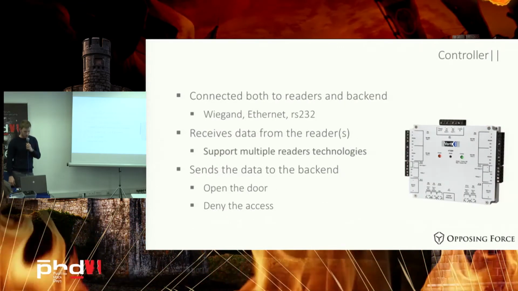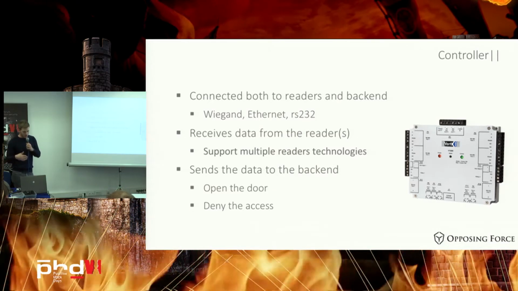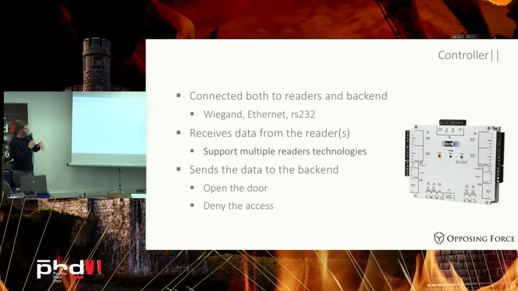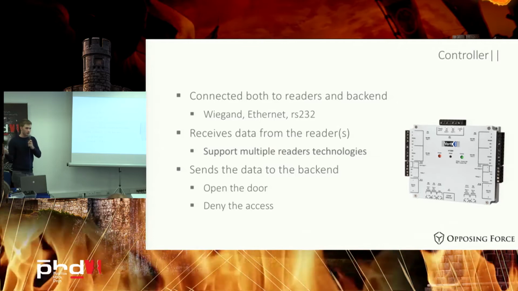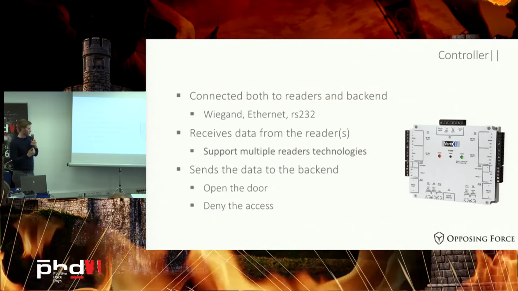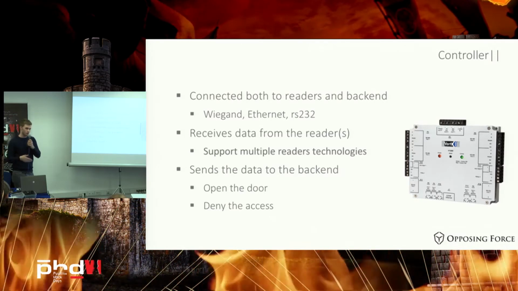Okay, then we have the controller. The controller is connected to the readers and to the backend, of course. It can use one of the same protocols as I said before, receive the data from the readers, and send the data to the backend. Then, based on the feedback from the backend, it can operate on the door, like opening the door or denying the access, and give feedback to the reader for the user.